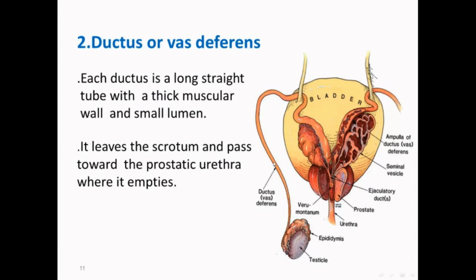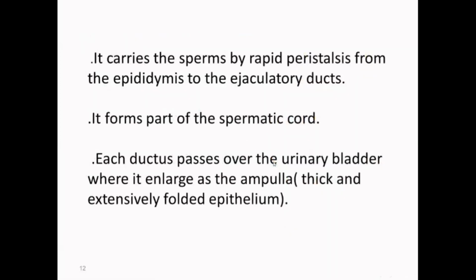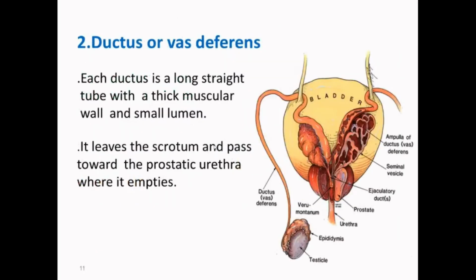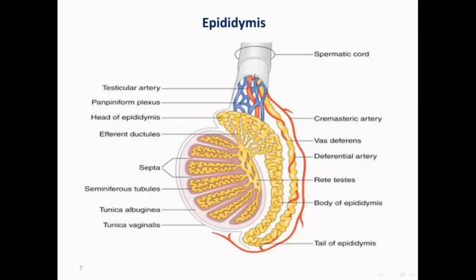The characteristic feature of the vas deferens is that it has a very thick muscular wall and a small lumen. This thick muscular wall helps in the contraction called peristaltic movement. This helps to move the sperms from the epididymis until they reach the ejaculatory duct. Also, the vas deferens forms part of the spermatic cord. This is the spermatic cord. It comes mainly from the vas deferens, the testicular artery, and a venous plexus, the pampiniform plexus, which helps to cool down the temperature and helps sperm survival.